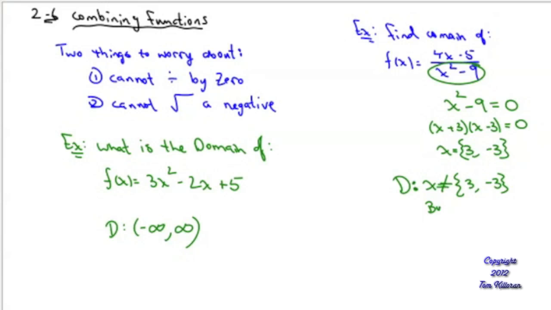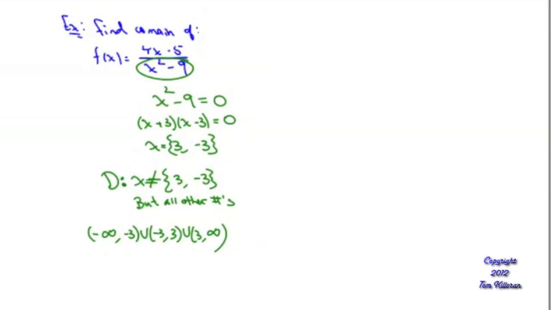But all other numbers are fine. Now, I don't usually write that bottom part, but when you say x can't be those two numbers, you're saying that it's just those two numbers. All the other numbers work perfectly fine. The book will write it this way. Negative infinity, negative 3, parentheses, union, negative 3 to positive 3, union 3 to infinity. And that notation is really long and trivial. All it's doing is jumping negative 3 and jumping positive 3, leaving them out, but it's all the other possible numbers. I'd rather you just write it the way I wrote it. X does not equal 3 or negative 3.